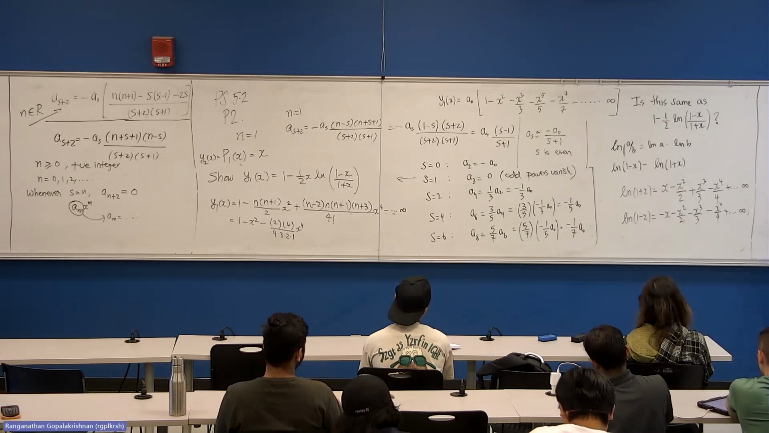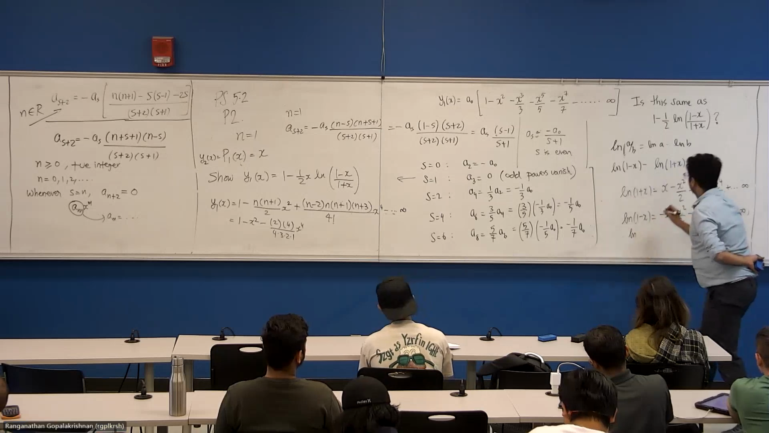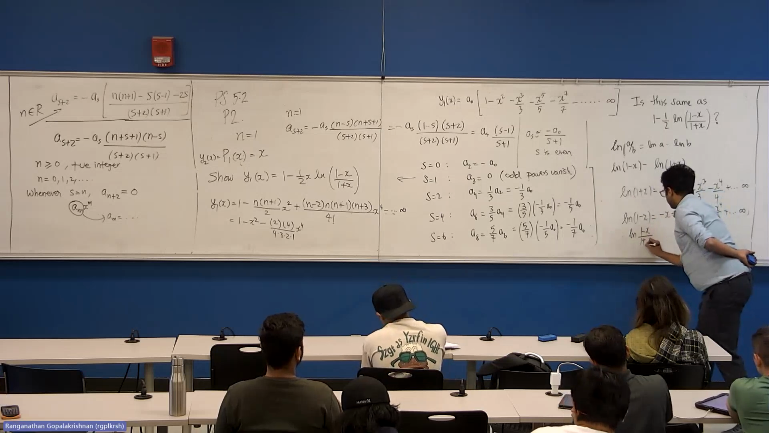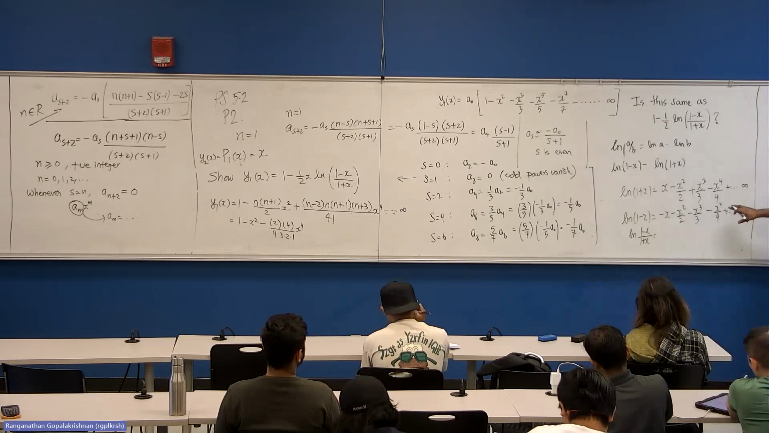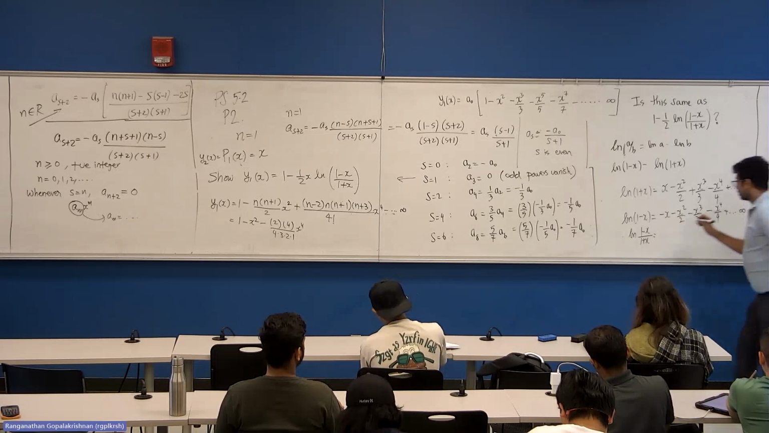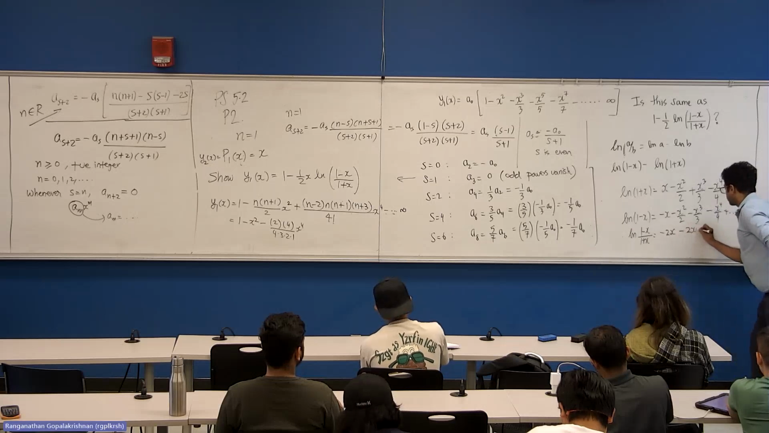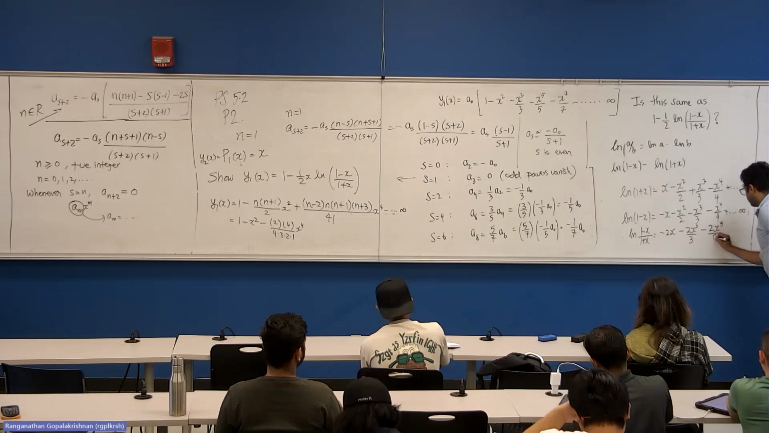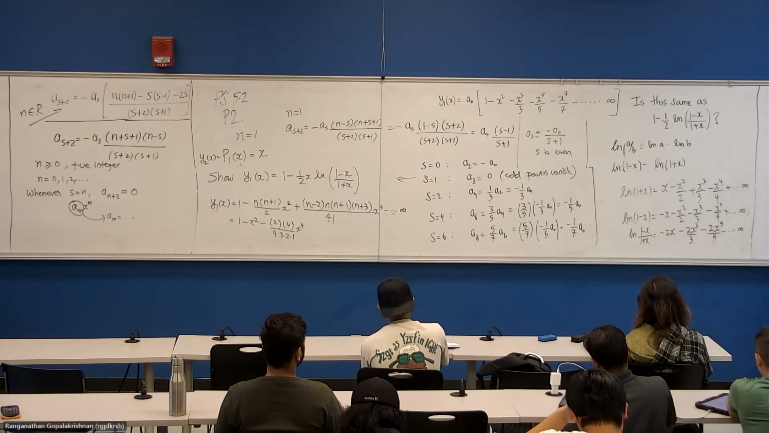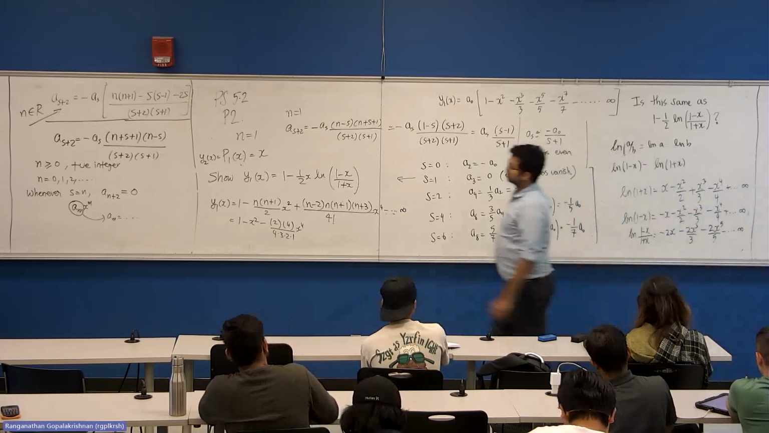Right? So if you want to get ln of 1 minus x divided by 1 plus x, you need to subtract the first row from the second row. Okay, just remember that. This will be minus 2x minus 2x cube over 3 minus 2x to the fifth over 5 and so on up to infinity. I mean, this is obvious from here.